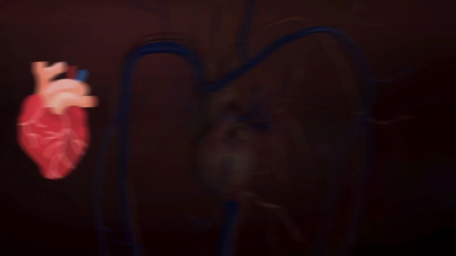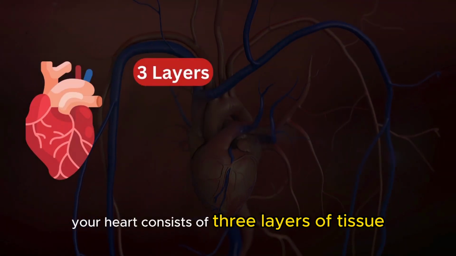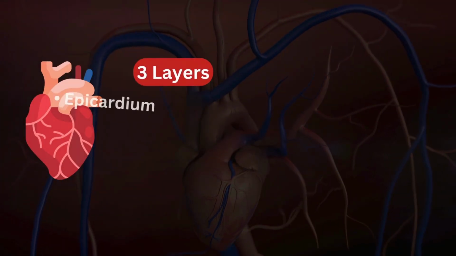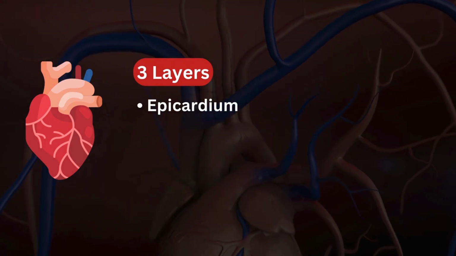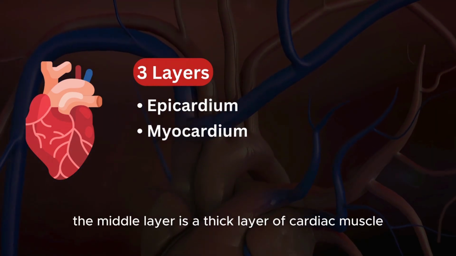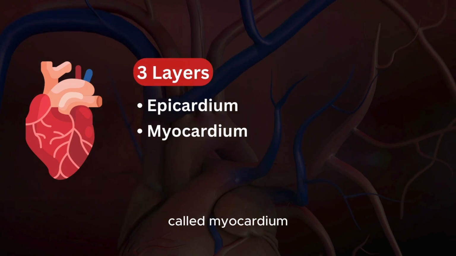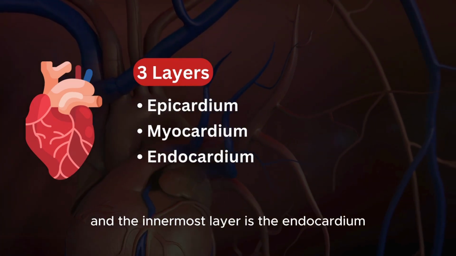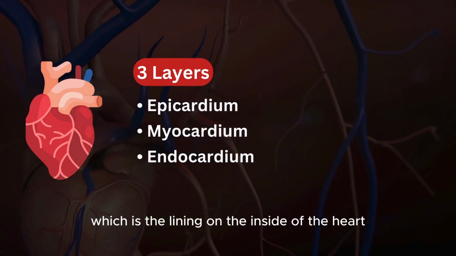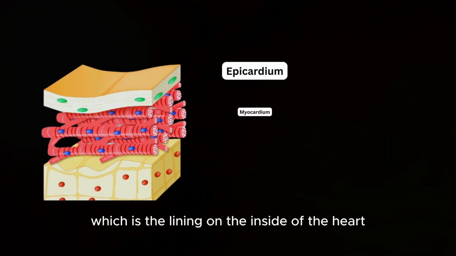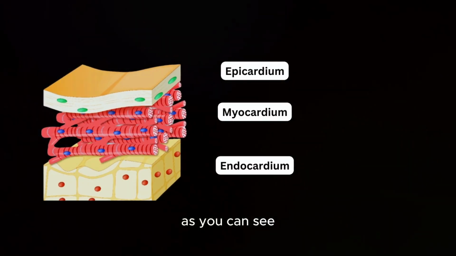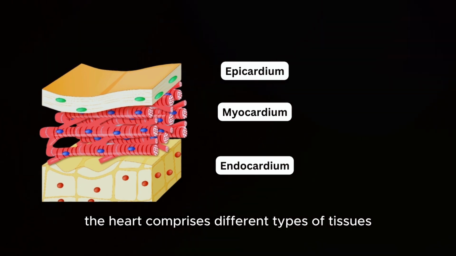For example, your heart consists of 3 layers of tissue. The outermost is the epicardium. The middle layer is a thick layer of cardiac muscle called myocardium, and the innermost layer is the endocardium, which is the lining on the inside of the heart. As you can see, the heart comprises different types of tissues.